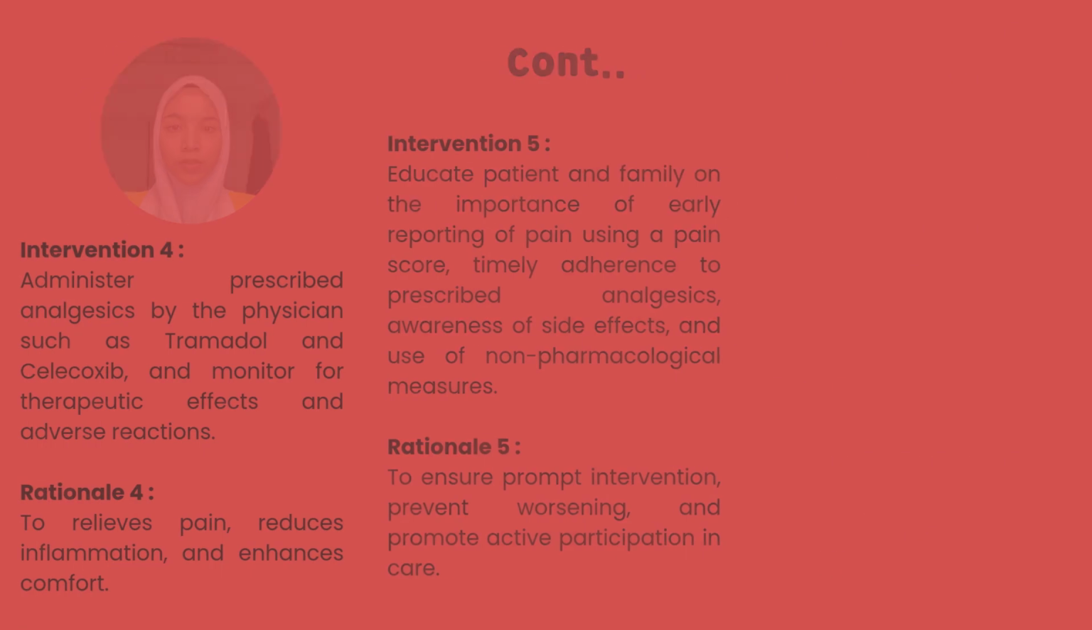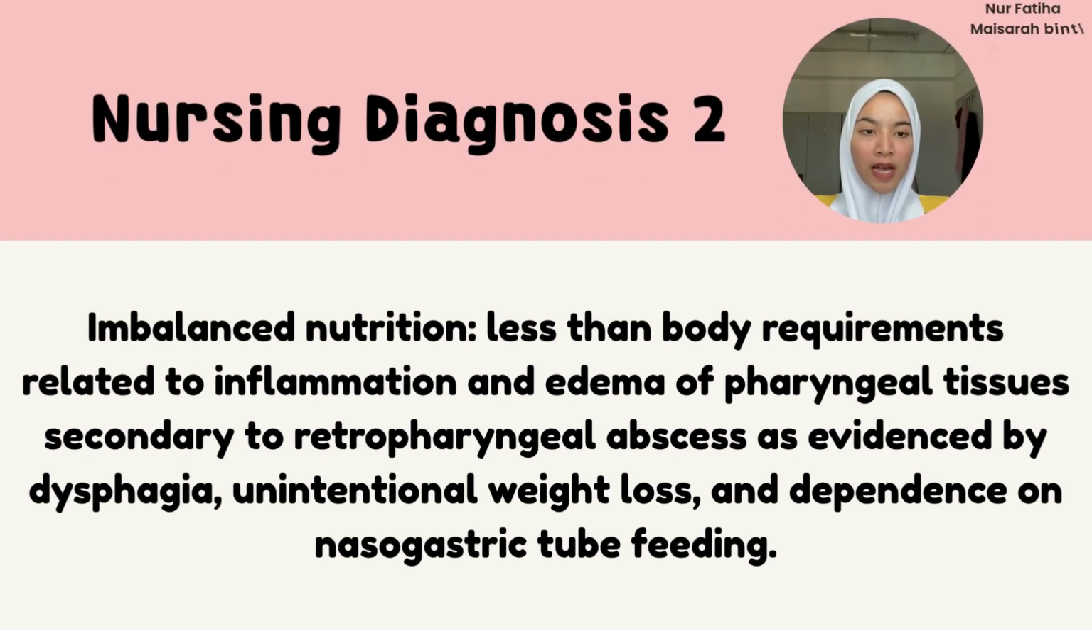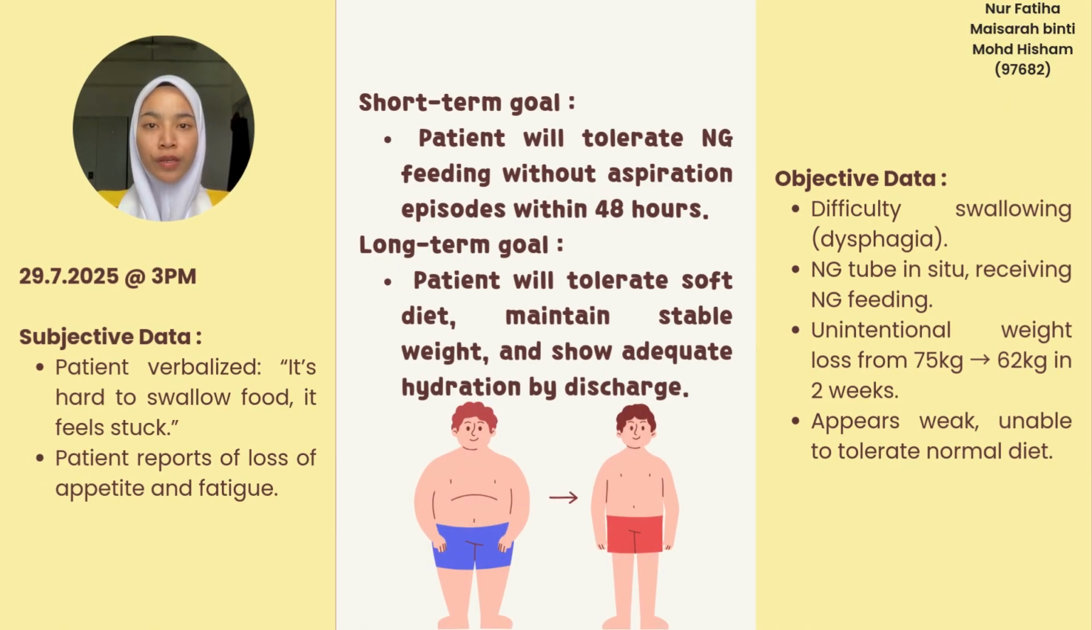and the patient was able to rest and move with less discomfort by discharge. For the second nursing diagnosis, imbalanced nutrition, less than body requirements related to inflammation and edema of pharyngeal tissues secondary to retropharyngeal abscess as evidenced by dysphagia, unintentional weight loss, and dependence on nasogastric tube feeding. The patient expressed, "It's hard to swallow food, it feels stuck." Objectively, he had difficulty swallowing, was on an NG tube, and had lost 13 kilograms in 2 weeks.